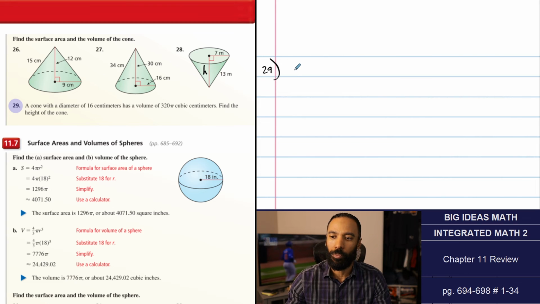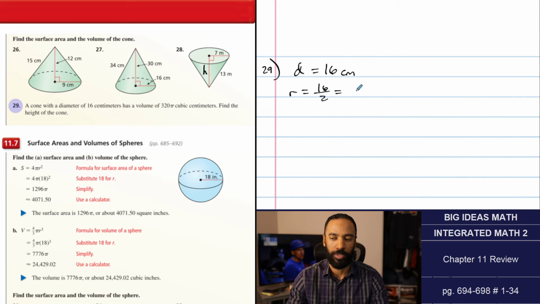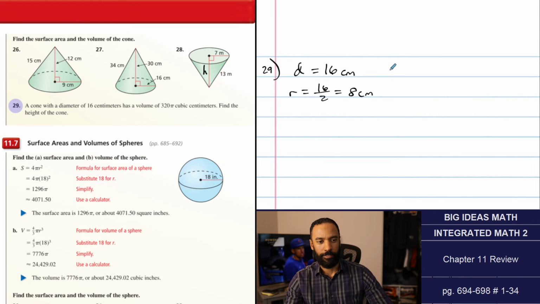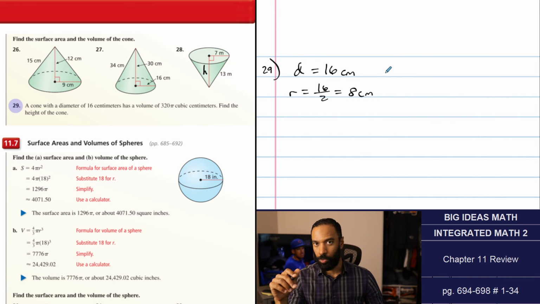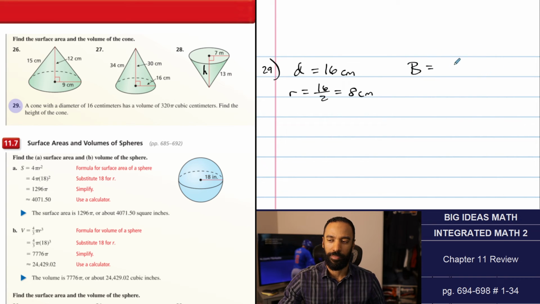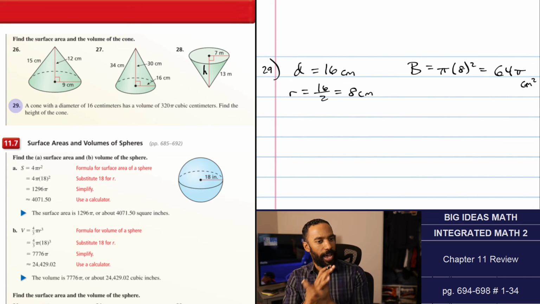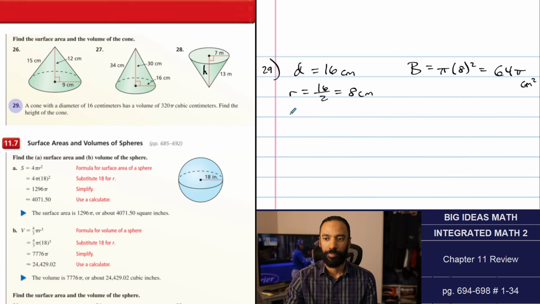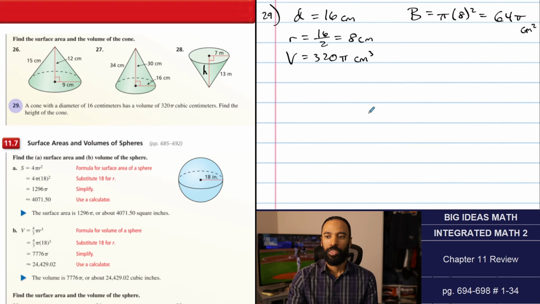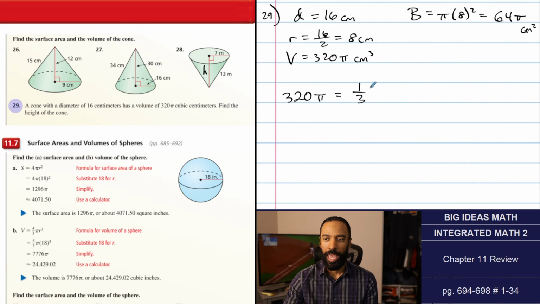I won't draw it out. The diameter is 16 centimeters. You know that radius is used in all this stuff. We have to divide that by 2, and we get 8 centimeters. Now let's work off of how that would be useful. This is a cone. We do 1/3 area of base times height, and area of base is a part of it. So pi r squared, which is 64 pi square centimeters. So find the height of the cone when we have a volume of 320 pi cubic centimeters. So the 320 pi, and this is in terms of pi, right?